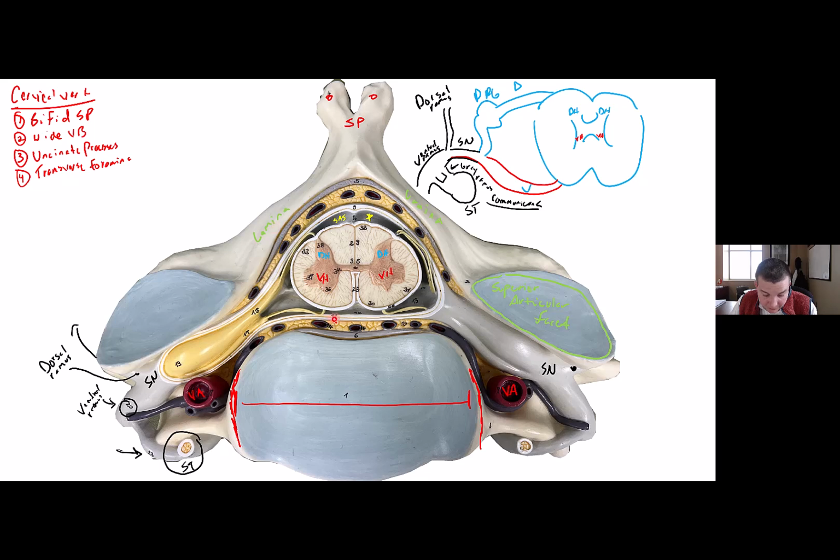I also see the PLL, the posterior longitudinal ligament here. It's labeled number 6, PLL. And the posterior longitudinal ligament, along with the ligamentum flavum, will help limit spinal flexion, keep you from flexing your spine too far forward. All right, so great model. I think this is about all we can see here. So we covered our bases.